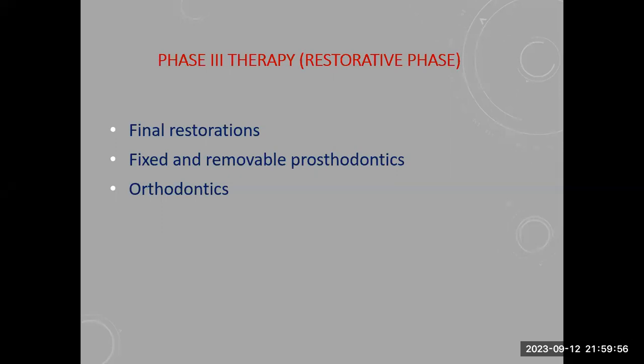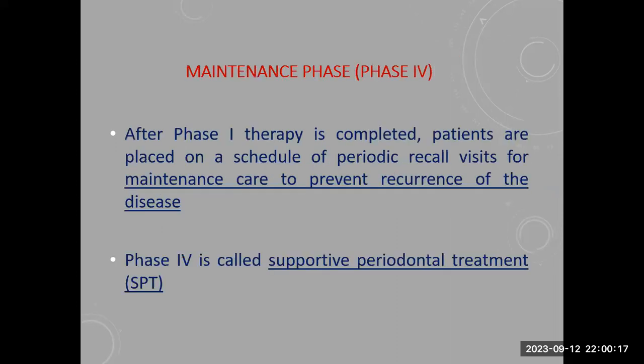So in phase 3 therapy, with final restorations, I can do fixed and removable prosthodontics as well as orthodontic treatment. That means I can do a fixed appliance, but I cannot do a fixed appliance for the patient unless there is no inflammation in the area. So first I remove the inflammation, the plaque and calculus, and then I enter the patient in phase 3 and do ortho if I want. Okay.